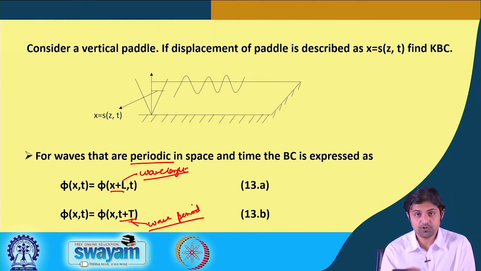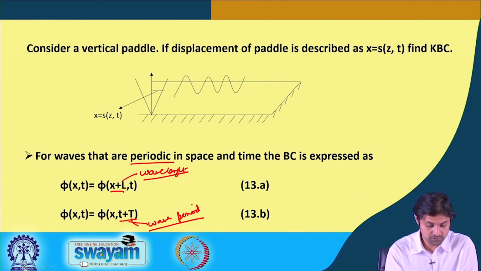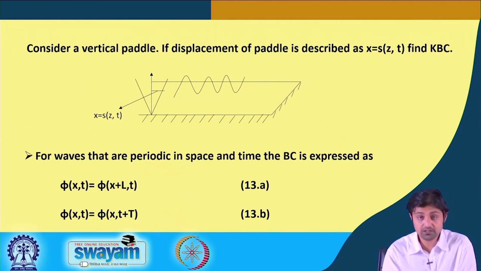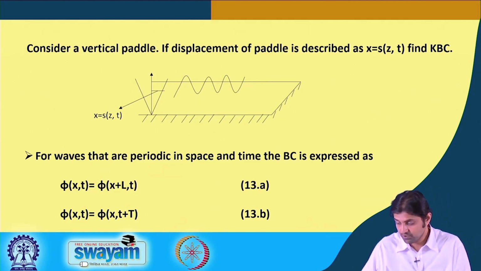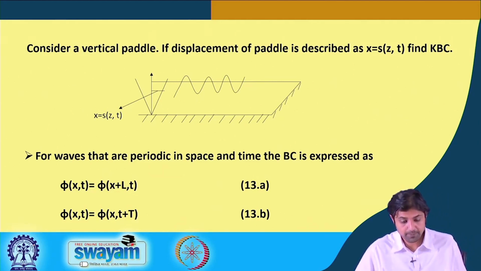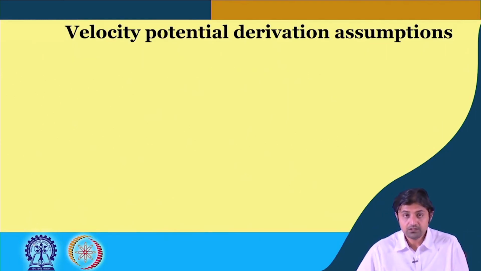You would get to know what wavelength and wave period are soon, but to complete this boundary condition description, I think this is quite an important thing. Now, after reading the boundary condition, we are getting straight to the derivation of the velocity potential. To derive the velocity potential, there are some assumptions. We started this chapter, this module, by saying that it is an inviscid flow.